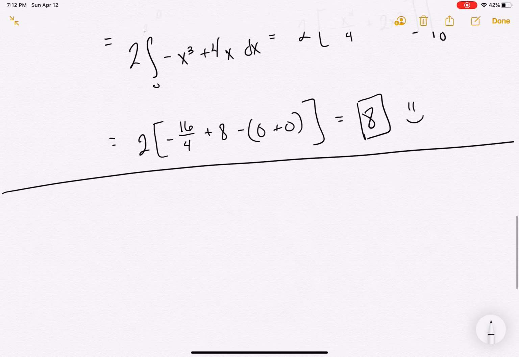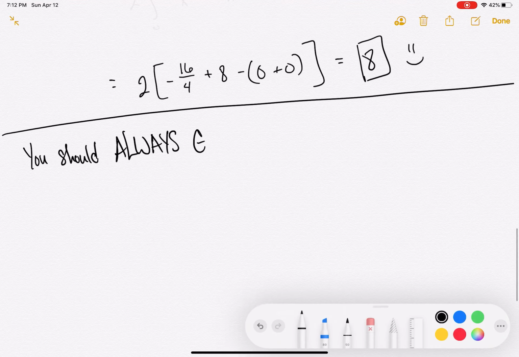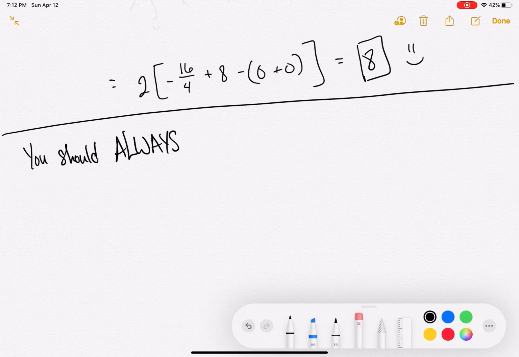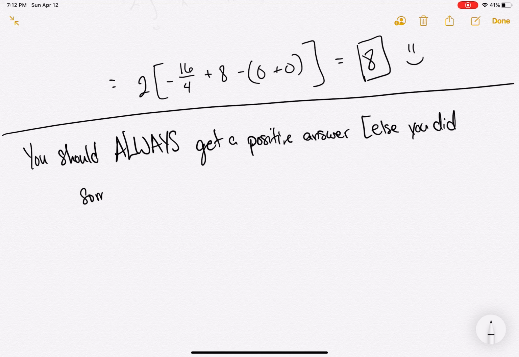Obviously, areas are positive, so you should always get a positive answer. I'll write that down right here. You should always get a positive answer, else you did something wrong. So if you don't get a positive answer, I would redo the problem. That's the way you want to think about it.